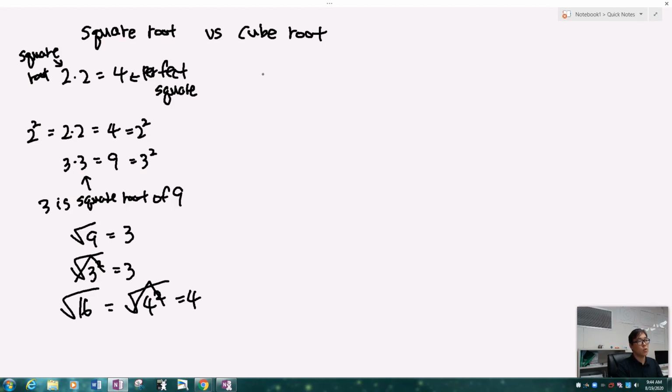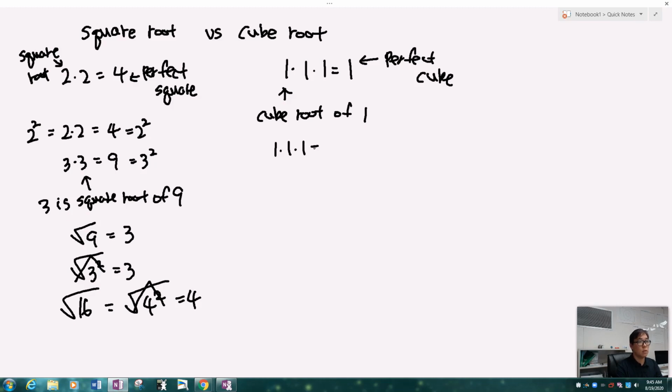Right. Now let's go to the cube root. Cube root is something you multiply 3 times. So if I have 1 times 1 times 1 is equal to 1, therefore 1 is a perfect cube. And this 1 is said to be the cube root of 1. The reason is 1 times 1 times 1 is 1 to the third power, or 1 cubed, which is still 1 anyways.